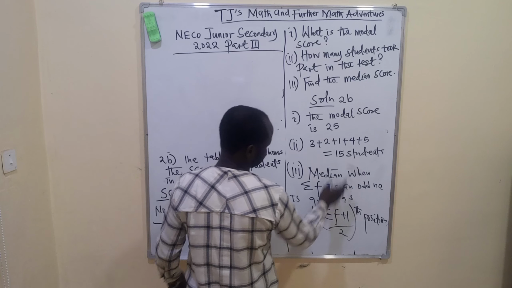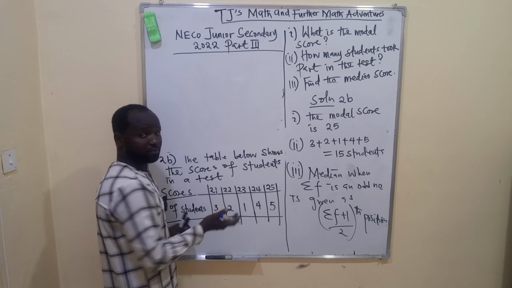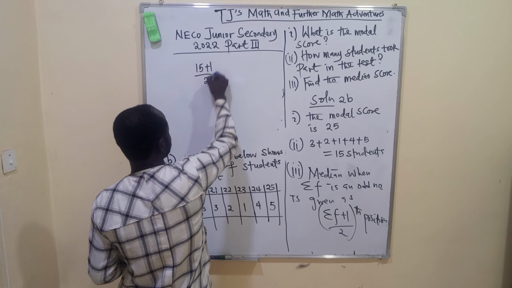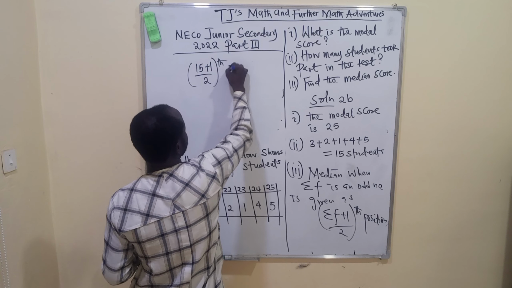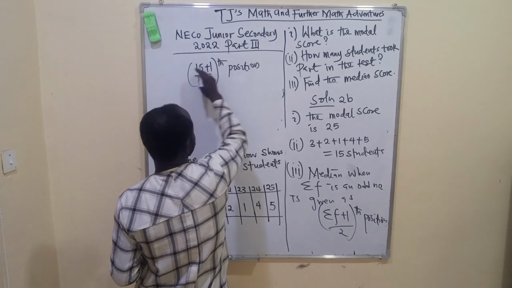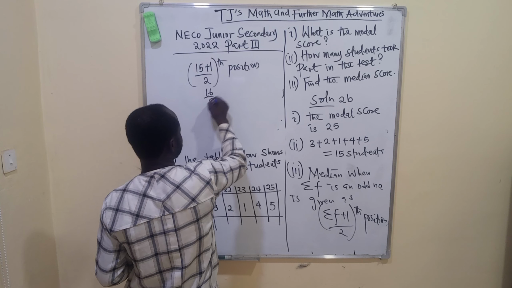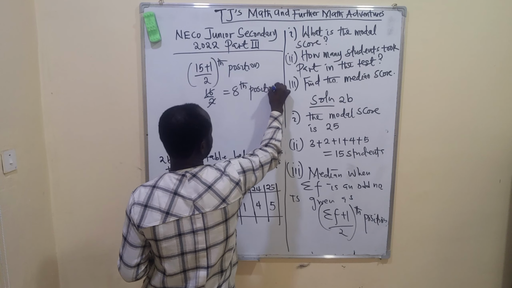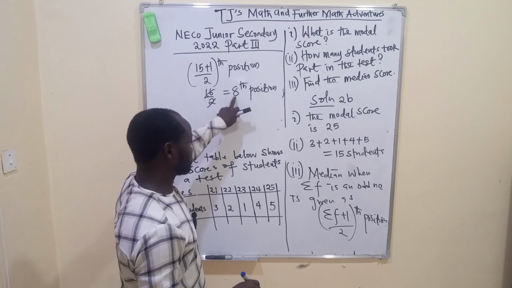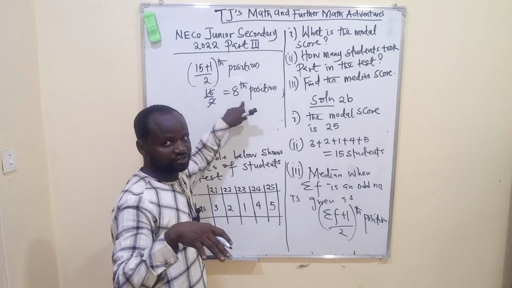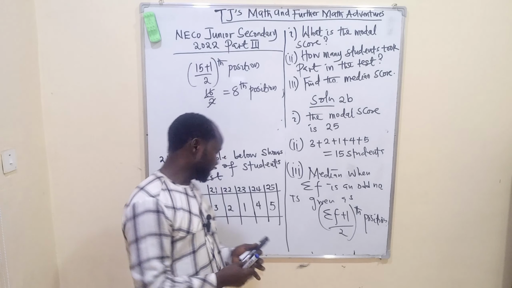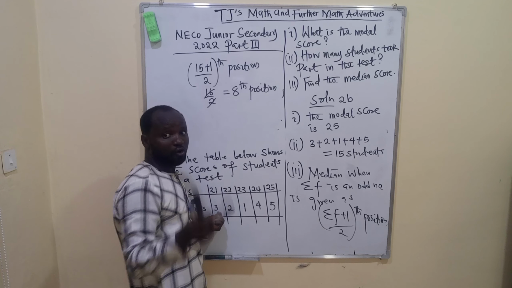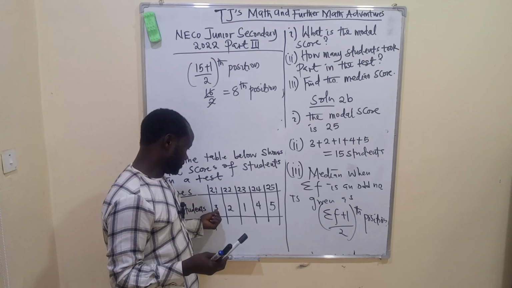Our summation f is 15, which is the sum of the number of students. That will be 15 plus 1 divided by 2 position. So 16 divided by 2 is 8. The 8th position will be the median. This is not the answer, it tells you the position of the median. So we go back to the table and add our frequency until we get exactly 8 or more than 8.